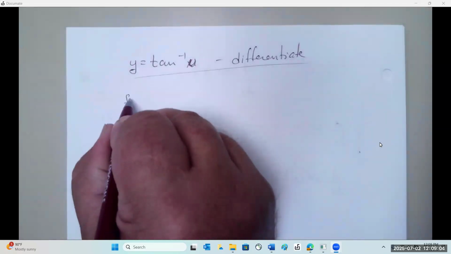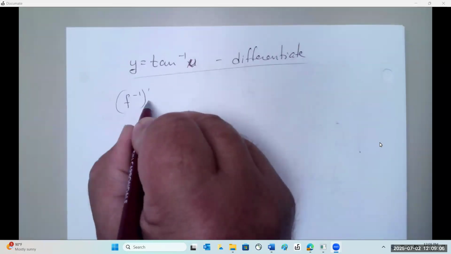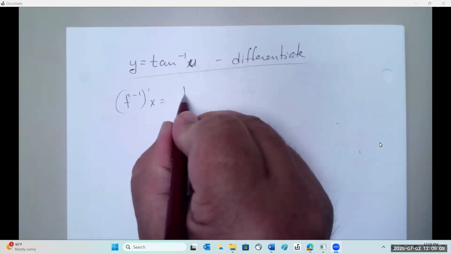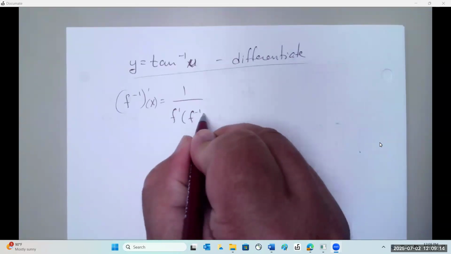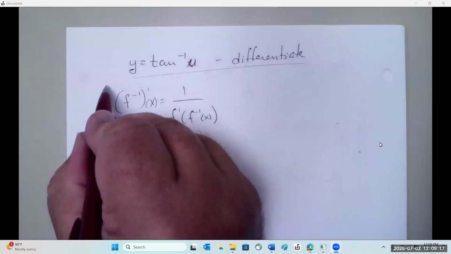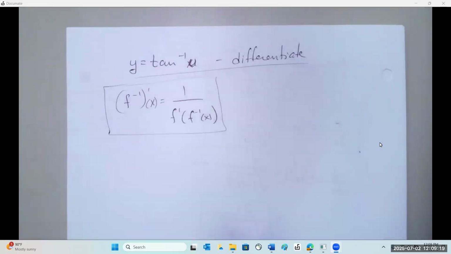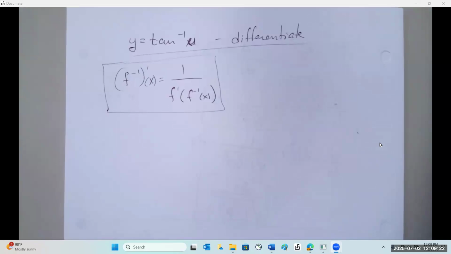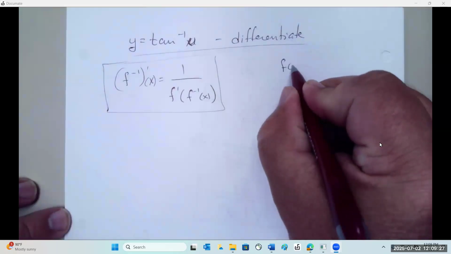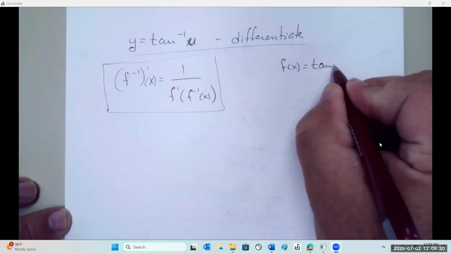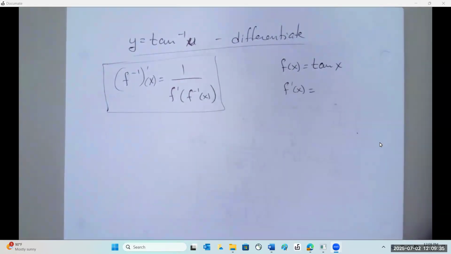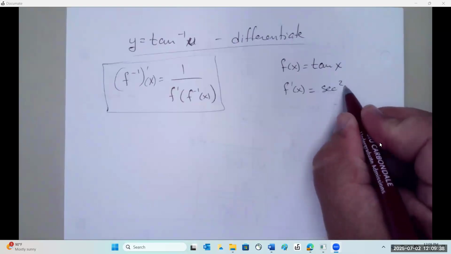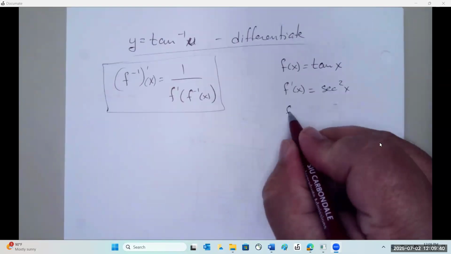So we use the same rule. F prime. Don't ever get tired of writing down the rules because they're going to help you solve these things much faster. So in tangent, my function is f of x is tangent x. What's the derivative of tangent? Secant squared x.